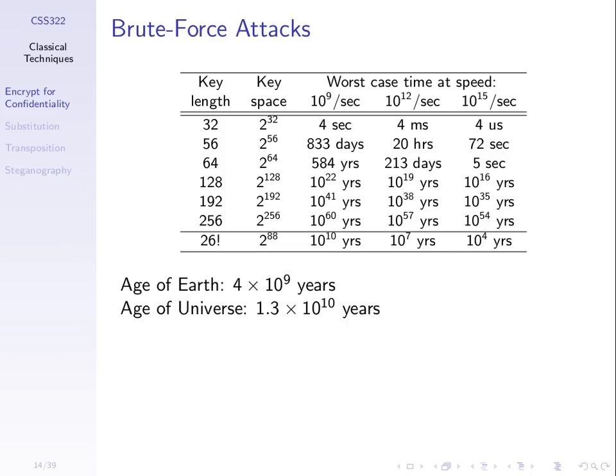So a common system used today, we'll see later, uses 128 bits. So the key space is 2 to the 128. And at different computer speeds, we see the number of years it takes.